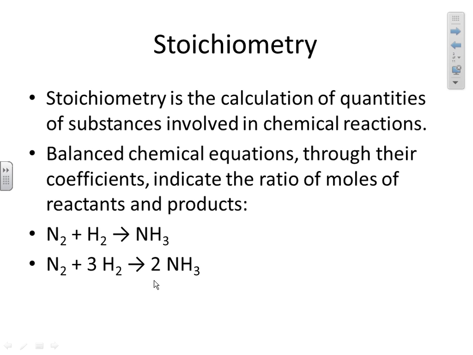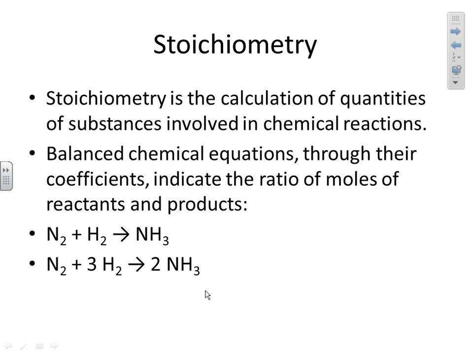So we use the coefficients to count up the number of reactant atoms and product atoms, but we can also use the coefficients to look at the ratios. For example, this equation is telling us that we need one nitrogen molecule and 3 hydrogen molecules to make 2 ammonia molecules.